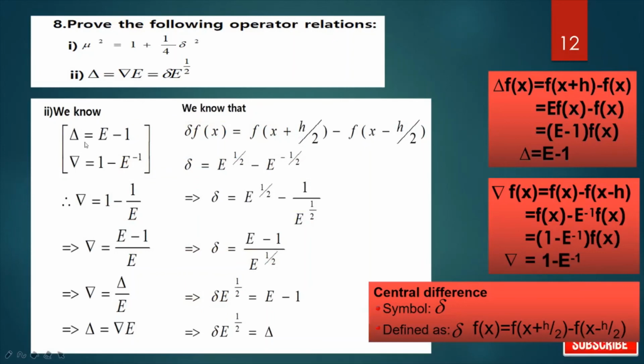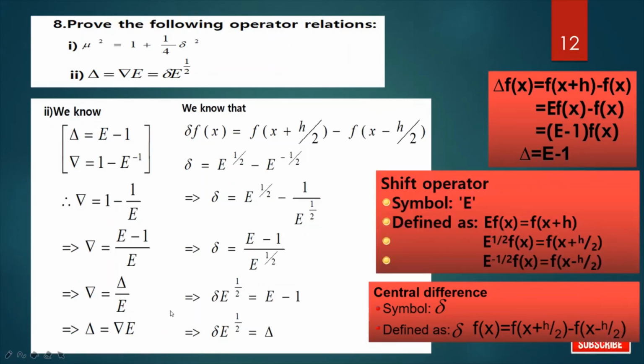we know that delta equals e minus 1 and nabla equals 1 minus e to the power minus 1. So nabla equals 1 minus 1 by e, that is (e minus 1) by e, and e minus 1 is delta. So we can easily say that delta equals nabla e.